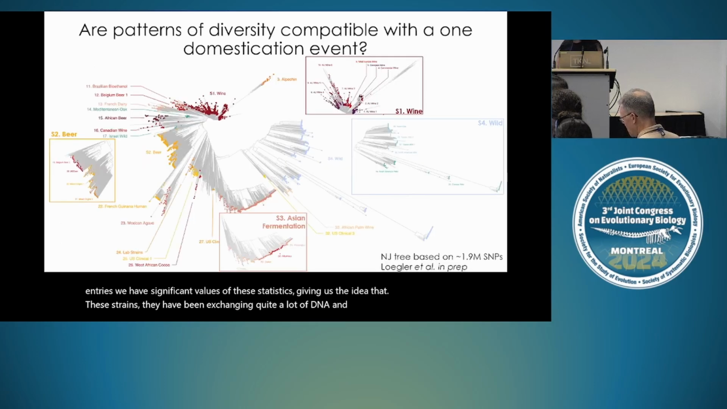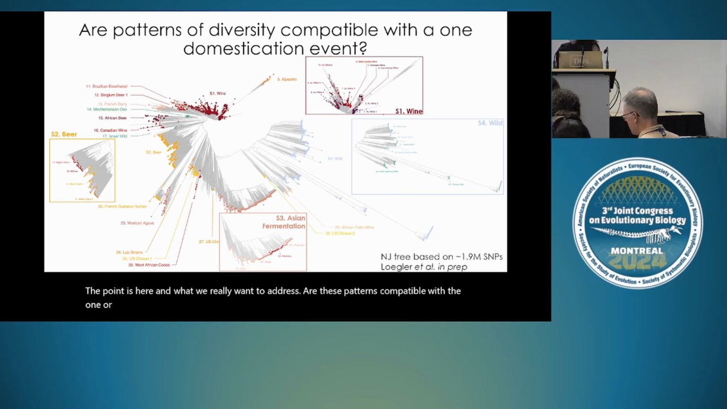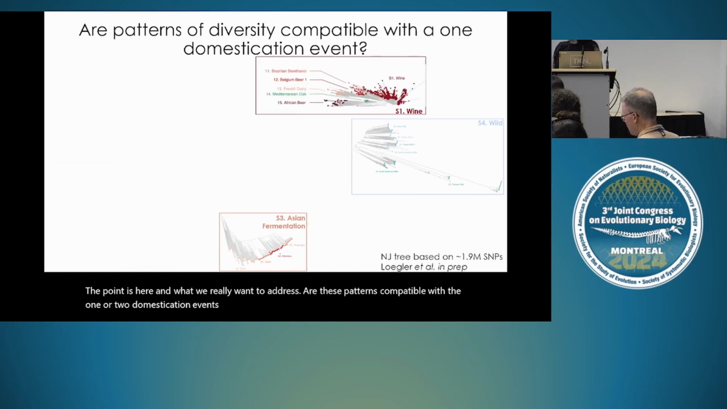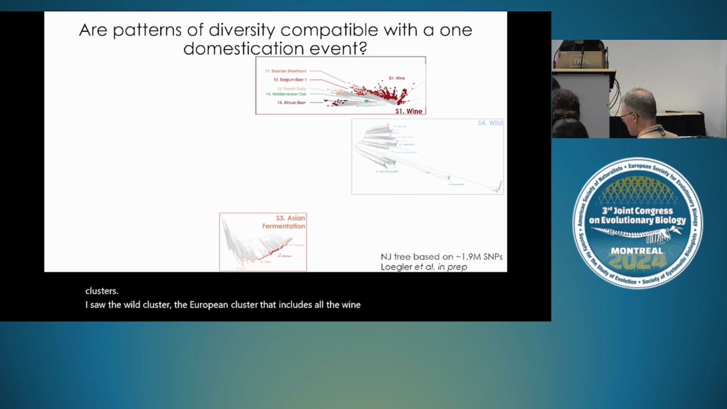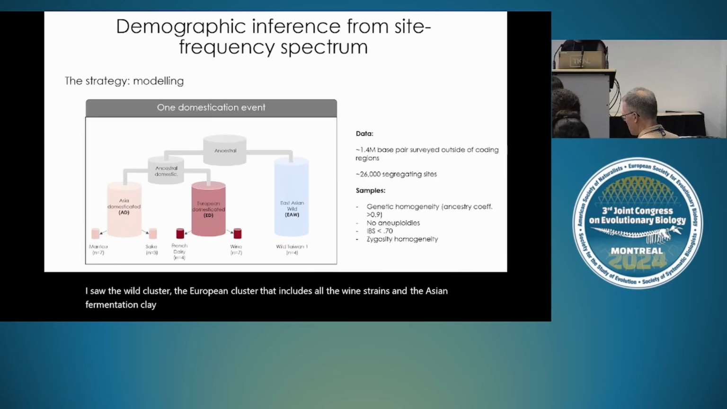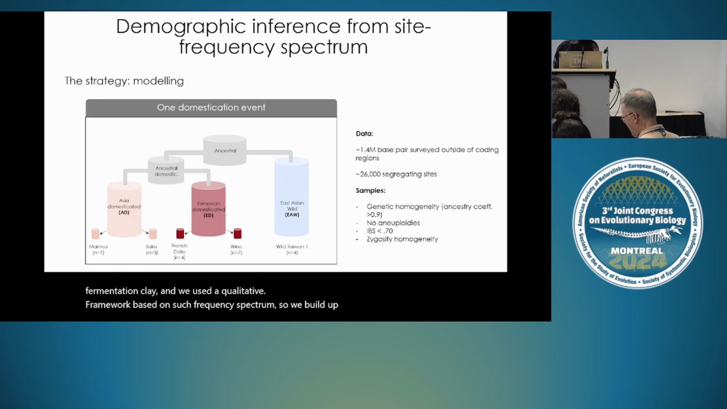And so what we really want to address is whether these patterns are compatible with one or two domestication events. With that purpose, we focus on these three main clusters: the wild cluster, the European cluster that includes all the wine strains, and the Asian fermentation clade. We used a coalescent framework based on site frequency spectrum, and we built some models to test these different hypotheses.